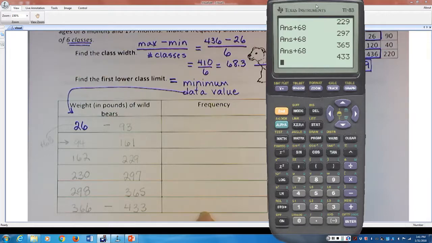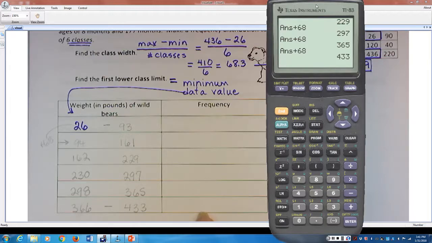Miss Flint, what do I do? I have a bear left over. I don't have a place to put that bear's weight. And I'm going to look at you and smile and say, start over. Erase your whole table and start over. Because if you don't have a place to put your last bear, you didn't build your table right.